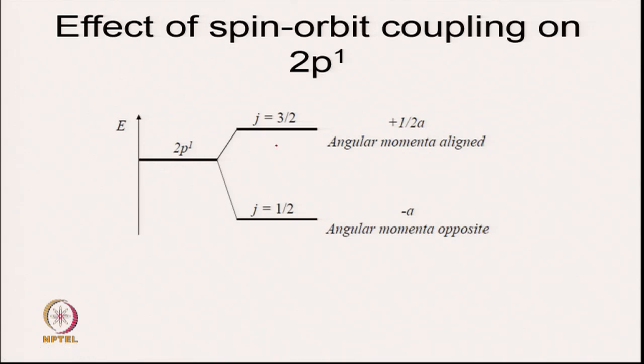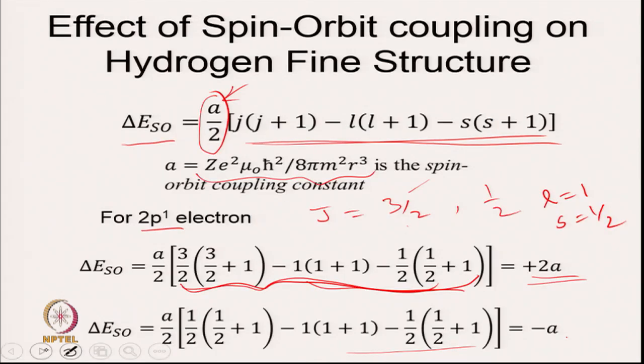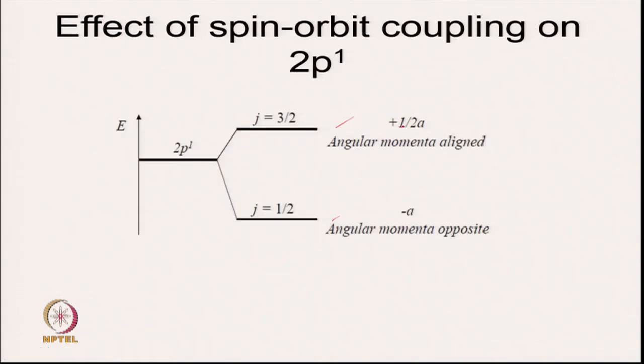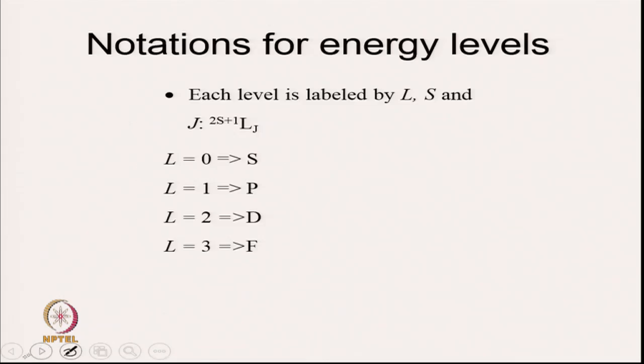2p1 will be split into 2 energy levels. If you have j equal to 3 by 2, then it will have energy plus 2A, and the other will be minus A. So, this is your energy level.